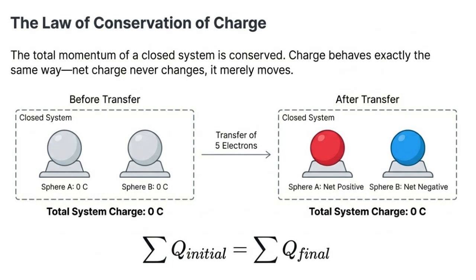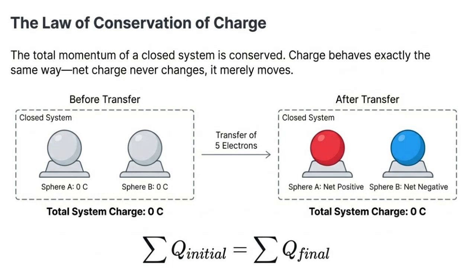The law of conservation of charge tells us that the total charge in a closed system always remains the same. It doesn't get created or destroyed, it just moves around. For example, here we have two spheres, each initially with no charge, so the total charge is zero. When we transfer 5 electrons from one sphere to the other, one becomes negatively charged while the other becomes positively charged by the same amount. Despite this shift, the total system charge remains zero, showing that the net charge is constant.